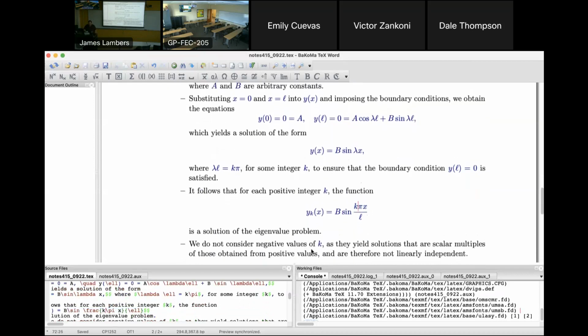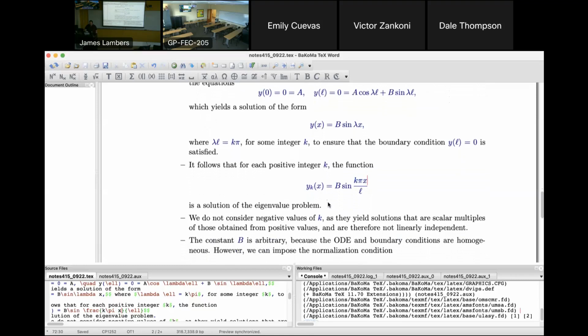But the reason why we don't consider negative values of k is if I have sine k pi x over L, if I replace k with minus k, that negates the whole function. So sine minus k pi x over L is just a negative of sine k pi x over L. We're not linearly independent. So there's no need to consider negative values of k. It would be redundant. We would like to have a linearly independent set of solutions. So that's why we restrict k to positive integers.